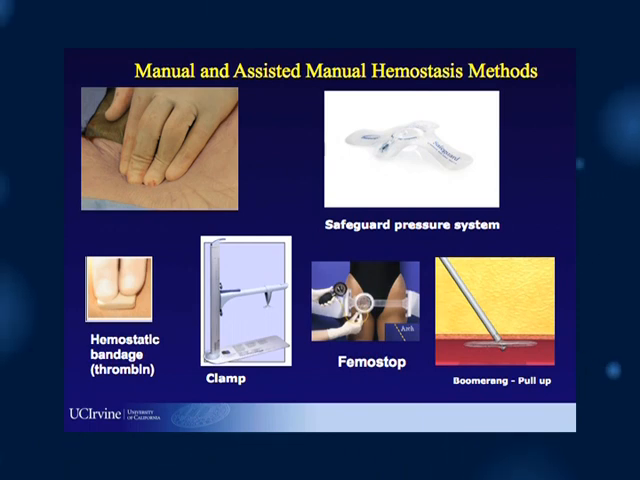There are many methods to hemostasis, using both manual and assisted manual compression. In this slide, we see manual compression by the operator's hand, a safeguard pressure system, a hemostatic patch, a compression tool which pushes down with a clamp-like C-arm, the Radistop, or now St. Jude Medical compression system, which inflates a pressure bubble over the puncture site, and finally a boomerang device, which is a temporary tamponade method of femoral artery occlusion.